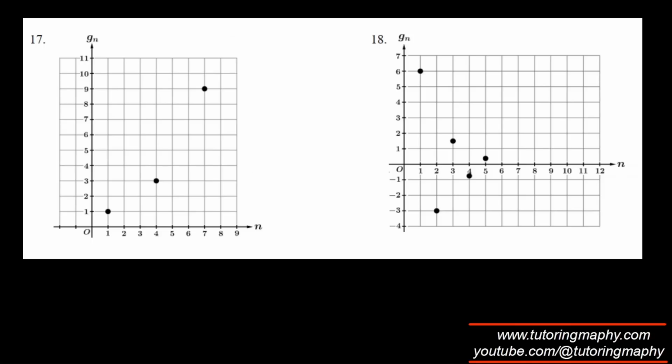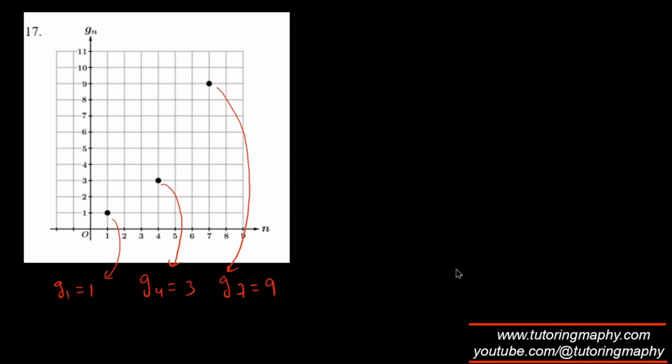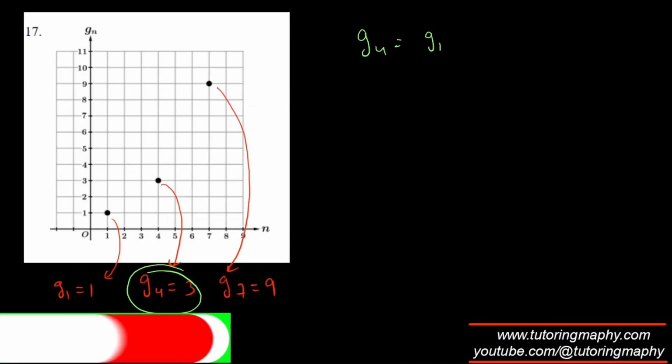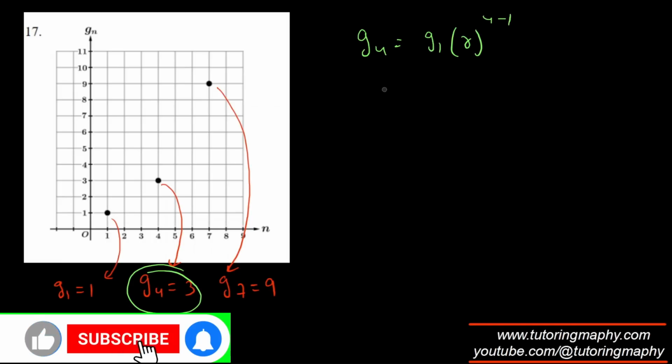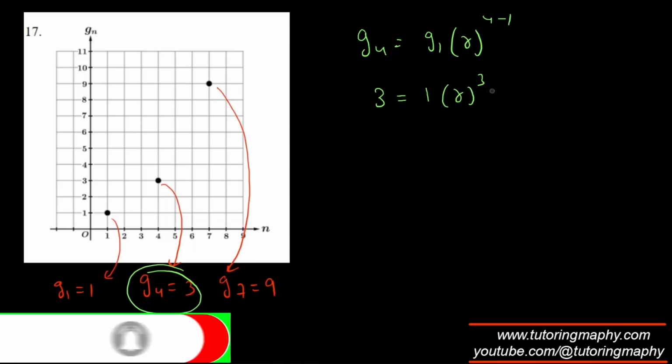Finally, graphs over here. So this one is G1 is equal to 1. And this one is G4 is equal to 3. And this one is G7 is equal to 9. Okay. Well, we have G1, but we need to figure out what the common ratio is. So for that, I'm going to use probably this one. So I'm going to say G4 is equal to G1 times R raised to 4 minus 1. G4 is already 3, so 3 is equal to G1 is 1, R cube.